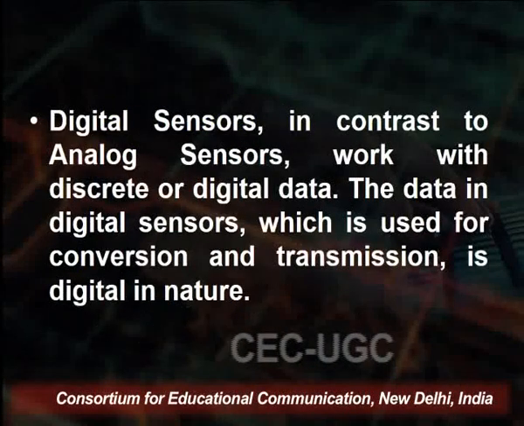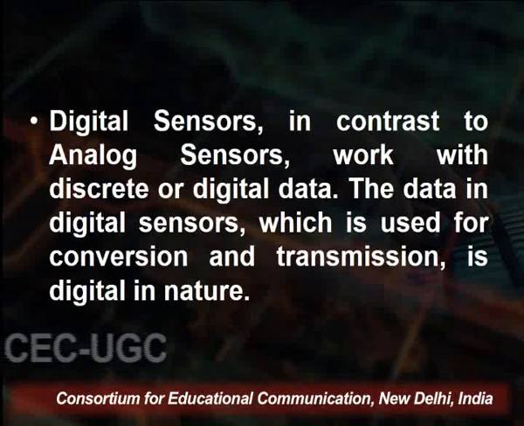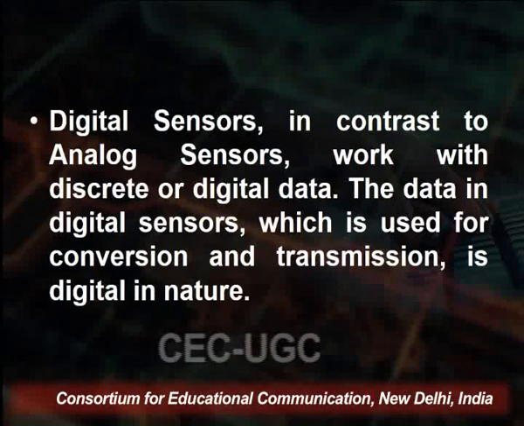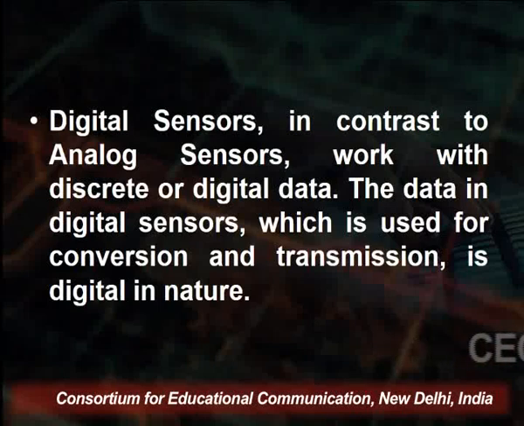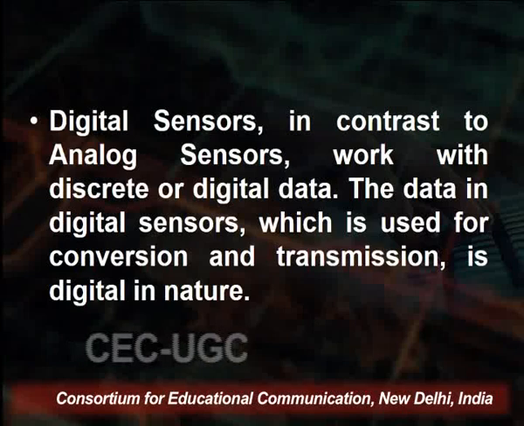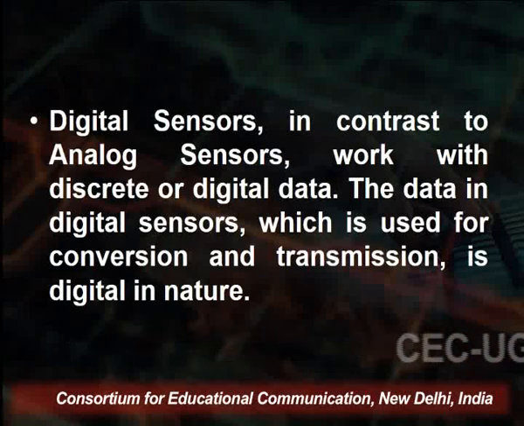In the digital sensors, in contrast to the analog sensors, work with discrete or digital data. Continuous output we will not get, but in the form of discrete or digital data, meaning 0 and 1, we get the output in this form. The data is converted and transmitted in digital form, like output in the form of 0 and 1.